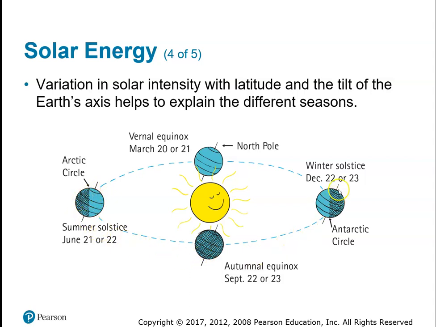So 6 months later, the Earth is on the other side of the sun, and remember the tilt has not changed, so now the southern hemisphere is tilted towards the sun, and the northern hemisphere is tilted away from the sun. And you can see that in this picture, right? So the northern hemisphere is tilted away, and the sunlight is less intense for the northern hemisphere but more intense for the southern hemisphere. And so that's the first day of winter. It's usually around December 21st or so.